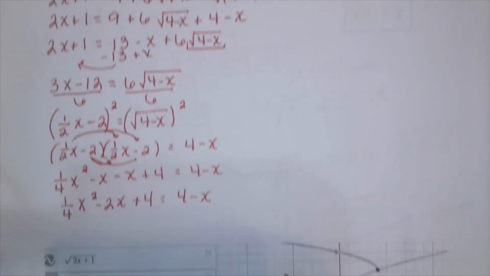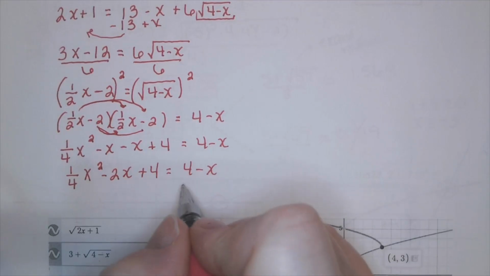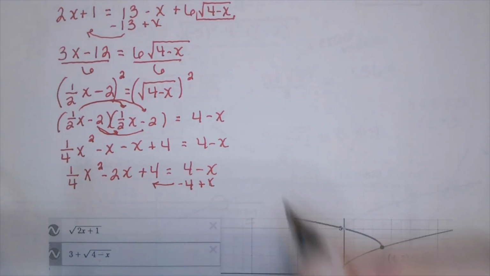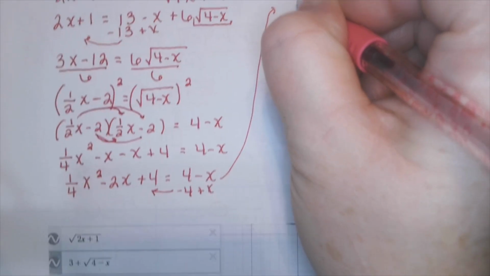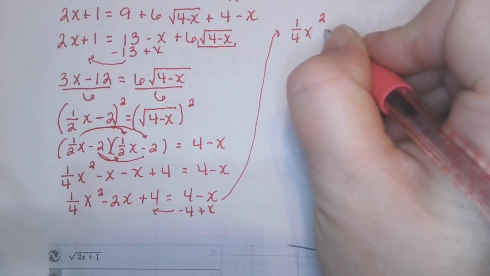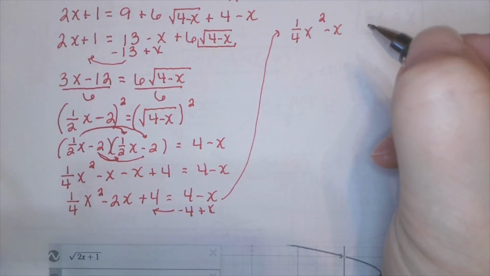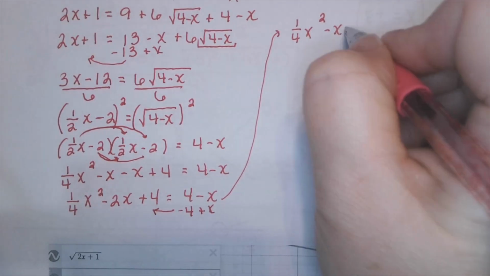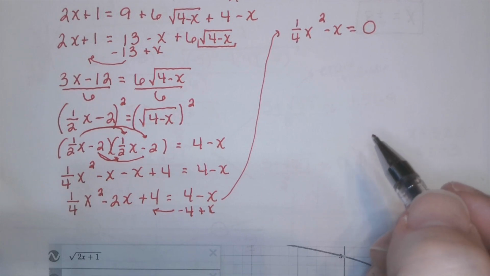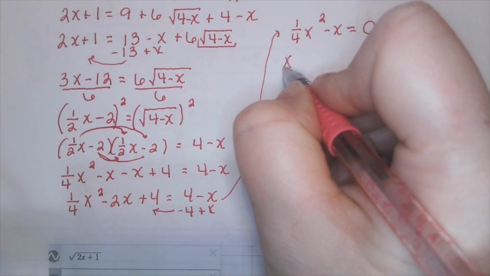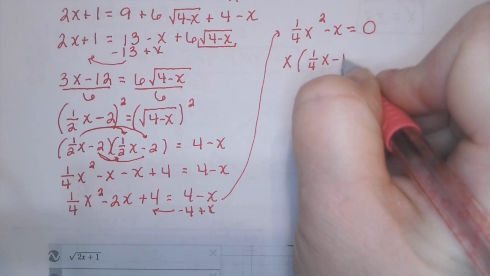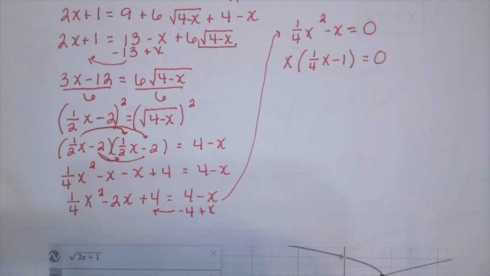Because we have a quadratic, we might need to consider factoring. So I'm going to subtract 4 and add x so that we set it equal to 0. I'm going to need some more space here. This will then be 1/4 x squared. If I add x, I'll have subtract x, and then 4 minus 4 gives me 0, so this is equal to 0, which works out nicely because the only thing I have is a greatest common factor of x. When I factor the greatest common factor, then I'm left with 1/4 x minus 1 set equal to 0.